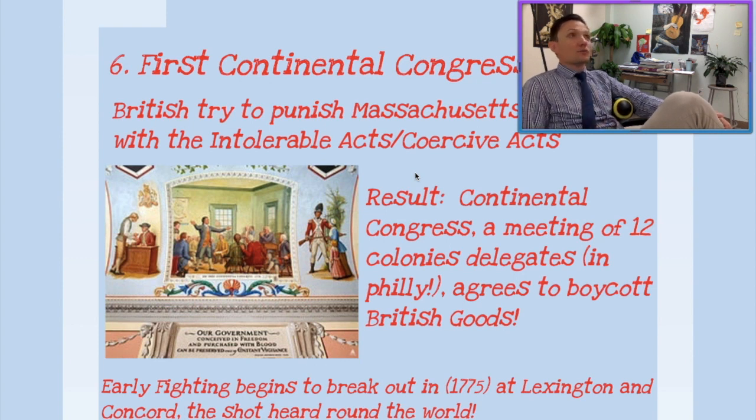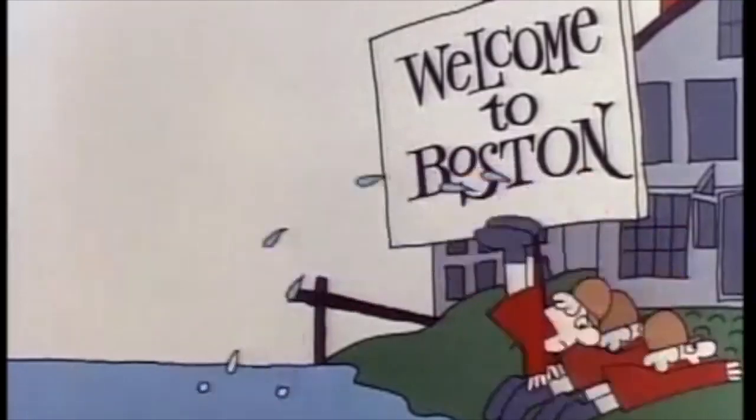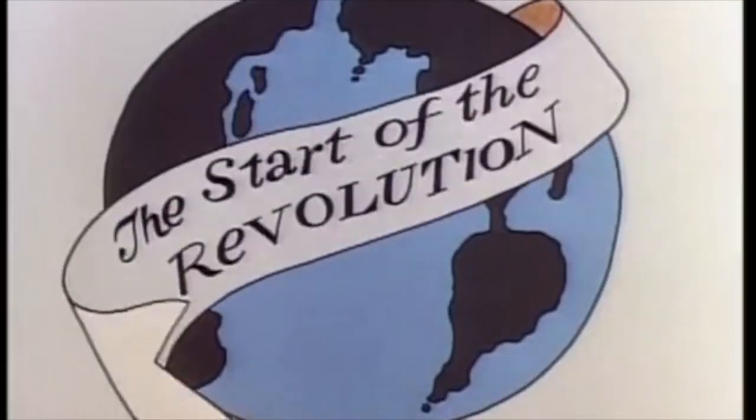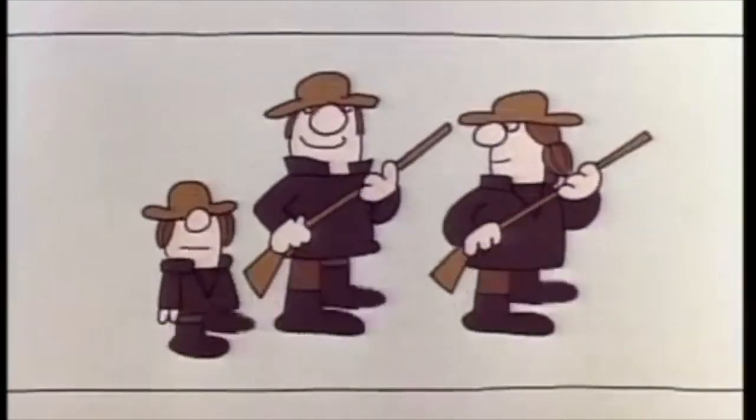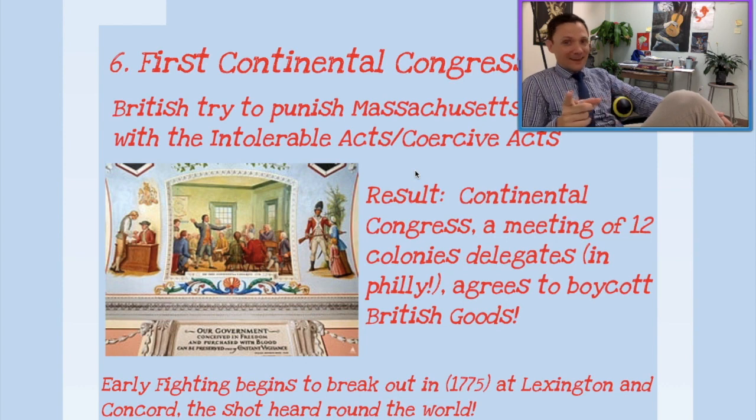The shot heard round the world, right? You ever heard this one before? Boston town, and the shot heard round the world was the start of the revolution. The Minutemen were ready on the move. Yeah. All right, so anyway, that's a Schoolhouse Rock song, right?